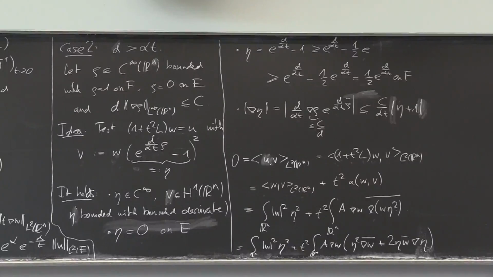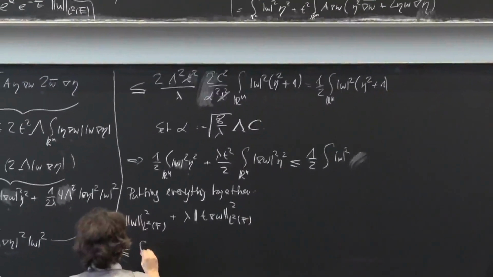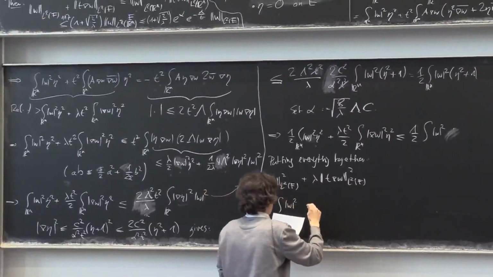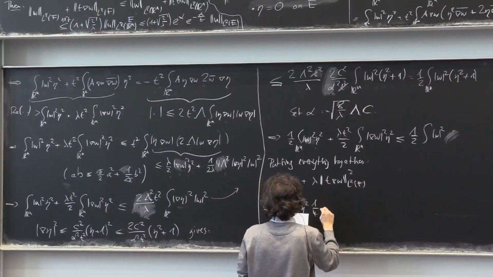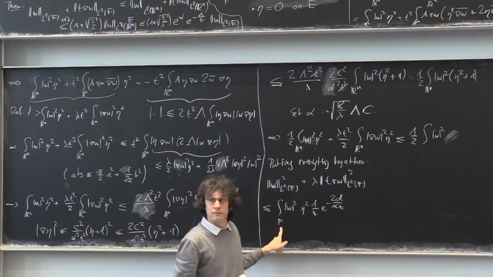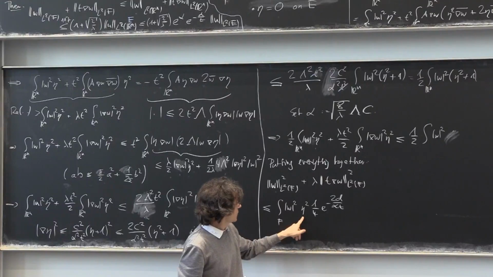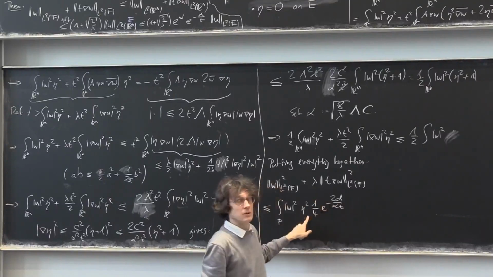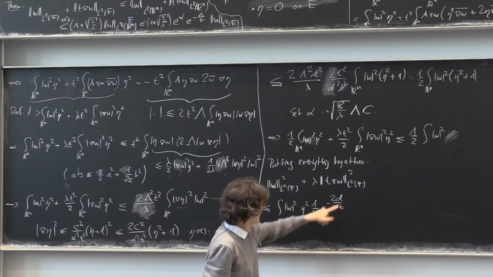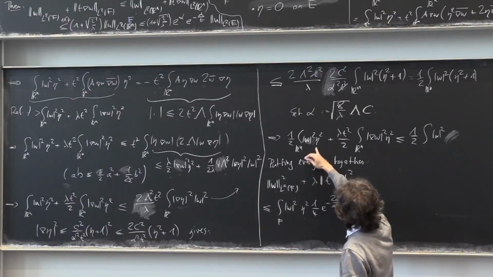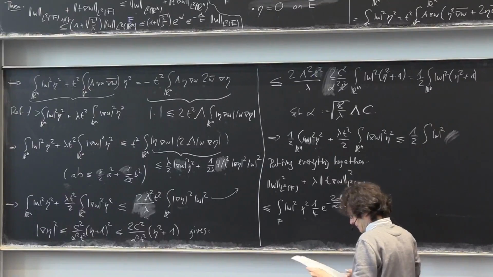So we can estimate this from above by the integral over F modulus of W squared, this is the L2 norm, times eta squared 1 over 4 e to the minus 2d over alpha t. We are on F here. On F, eta squared is greater than the inverse of this term. So this is greater than 1. And this is just to let the eta squared appear to be able to use this estimate.